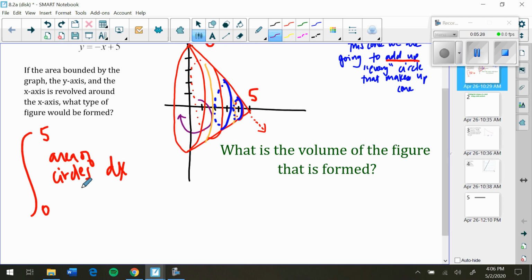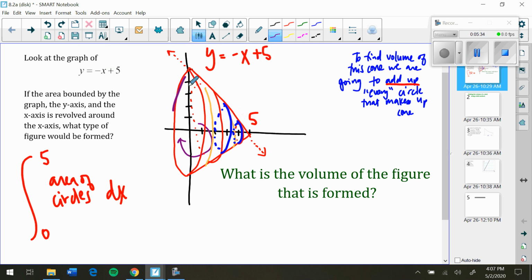Now the question is, what's the area of any of these circles? And it's going to be different, right? I can ask you the area of this first circle right here, but that doesn't really help us because we want the area of every circle in this piece right here.